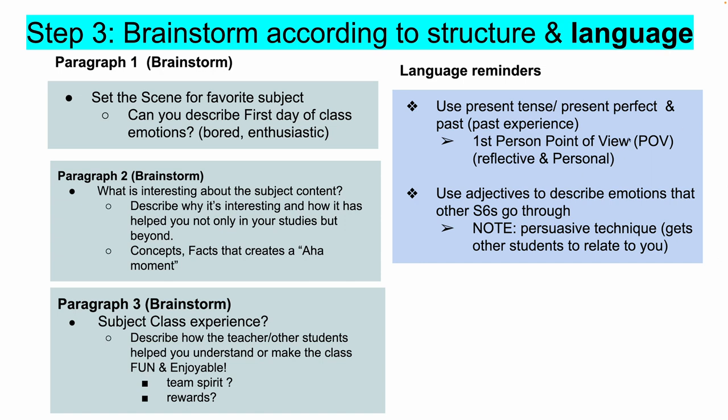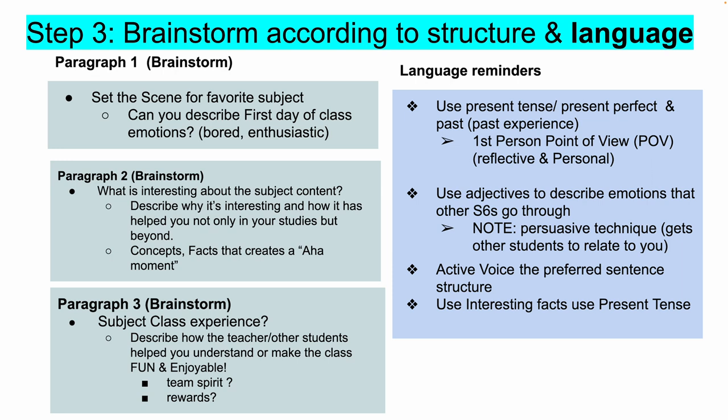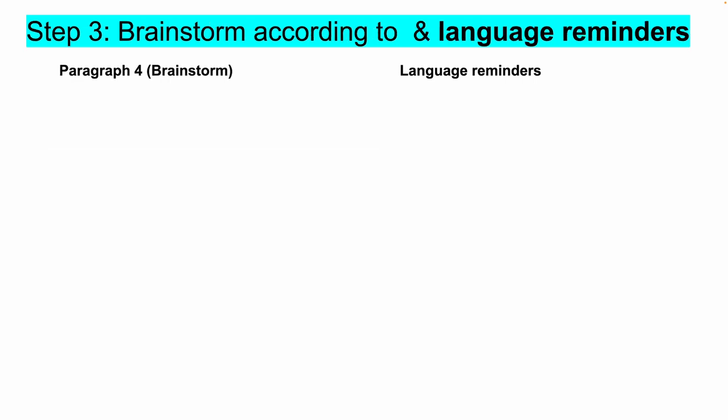On the right here are some language reminders. Present tense, mostly present perfect tense, is great to use to talk about experiences from the past up to now. But when you are talking about a story, make sure you use past tense. First person point of view is great here. It's a reflective piece, so you basically can use as many I as possible. Make sure to use lots of adjectives that describe emotions, okay? It's great to showcase your vocabulary here. Active voice, right? So you don't have to think of passive voice. And facts, use present tense.